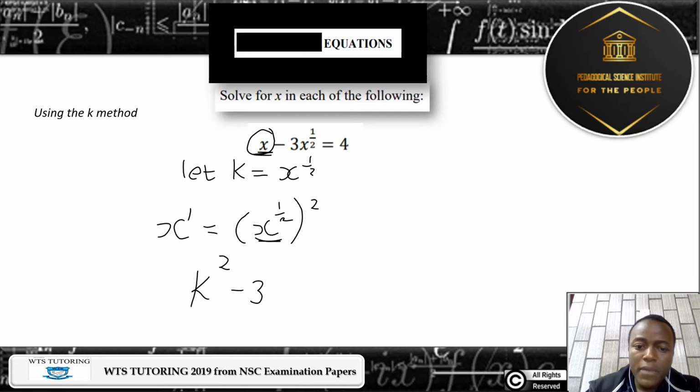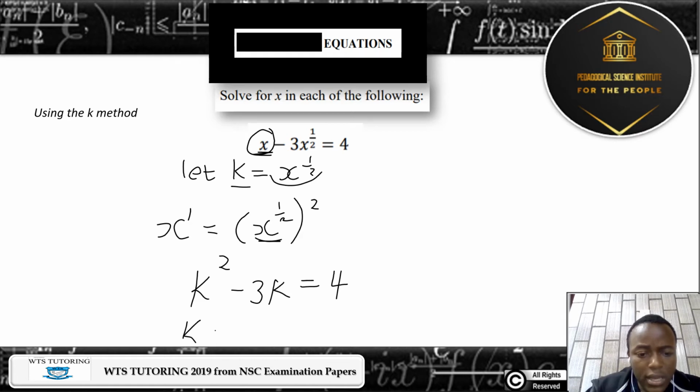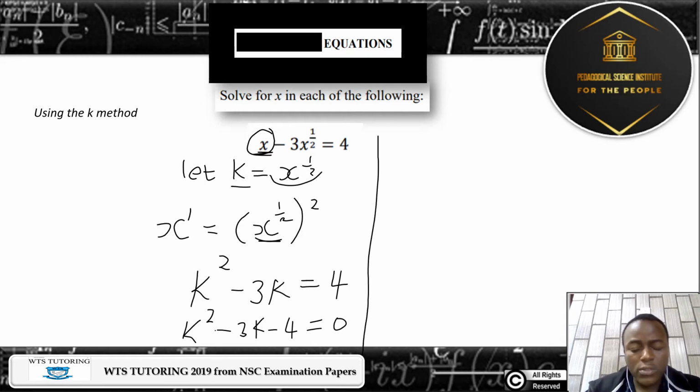Minus 3. Then when there is x exponent 1 over 2, we let it be equal to K. So we replace by K, is equal to 4. Then now you have a simple and beautiful quadratic equation. Then you can just solve from this step, right? So you transpose 4 to the other side, and it will be k squared minus 3k minus 4 is equal to 0. Then you can just factorize in order to solve for k.